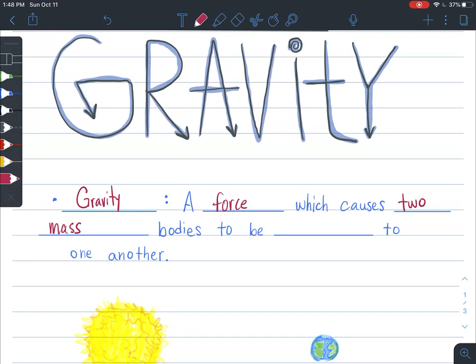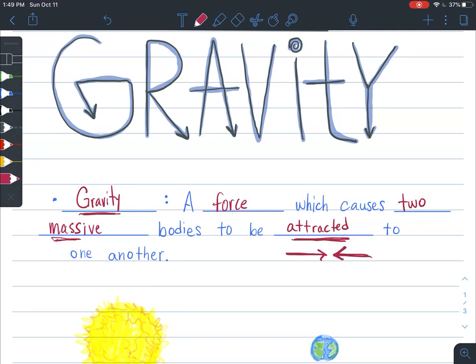So we look at these and they have to be huge, meaning that they have to be massive. When we think about mass and weight, we can't really measure the weight of a planet or of a moon. So instead we're going to use mass, and we'll call these massive bodies because of this idea of mass. So you have to have a lot of mass in order to have a noticeable amount of gravity. So gravity is a force which causes two massive bodies to be attracted to one another.